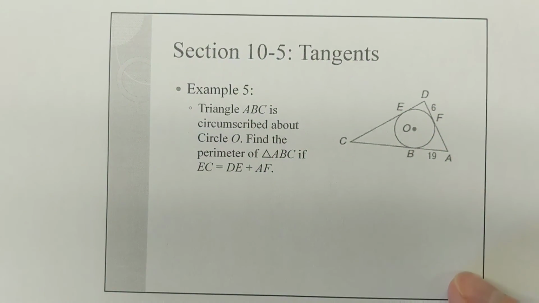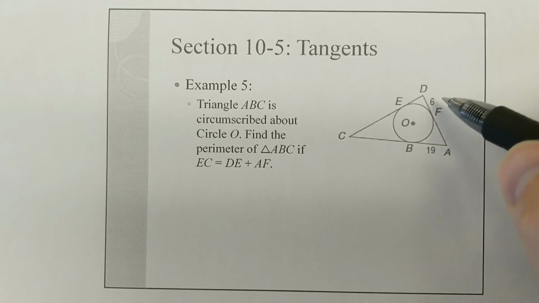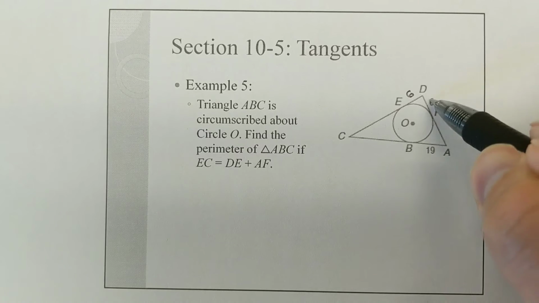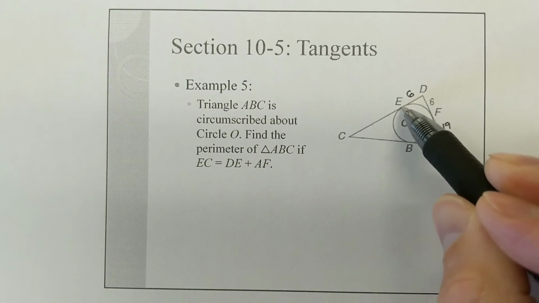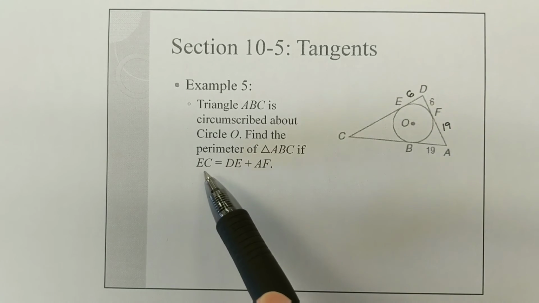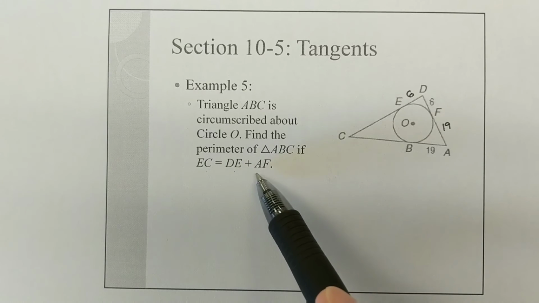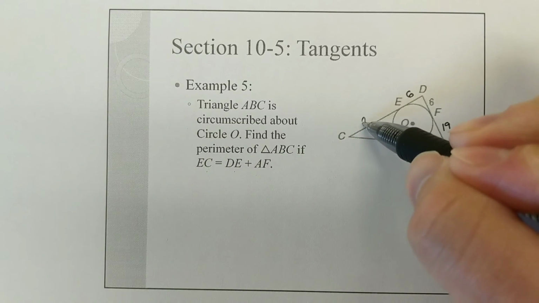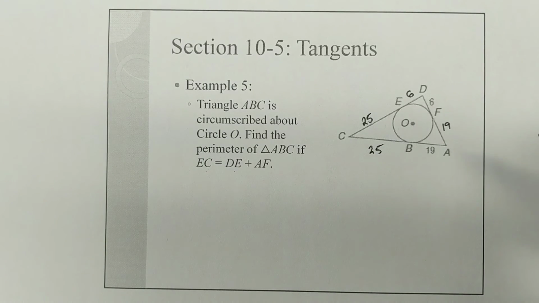And our final example is going to use a similar trick. ABC is circumscribed about circle O, so that means the triangle is outside the circle. Find the perimeter of ABC if EC is equal to DE plus AF. So let's fill in what we know. That one's 6 because that one's 6. That one's 19 because that one's 19. Now I do need to find EC and BC. I can find EC using this trick. It tells me that EC is equal to DE, which is 6, plus AF, which is 19. So EC is 25. And if EC is 25, BC is 25.